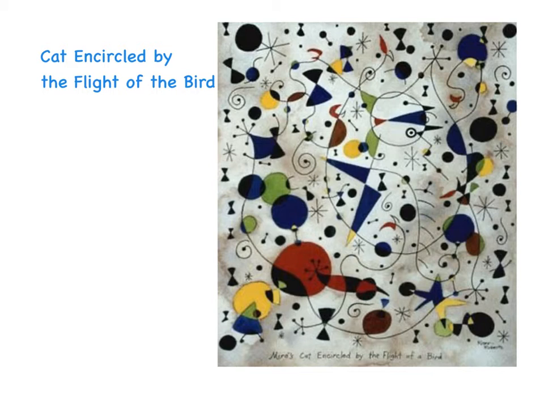To show the flight of the bird, Miro used lines. He also used a lot of shapes in the background. You'll see a lot of these stars, like this, and also a lot of this shape, like an hourglass shape. He also liked to use spirals and even just lines with dots at the end.